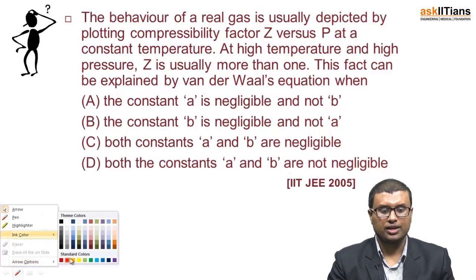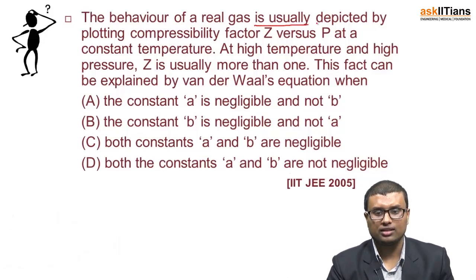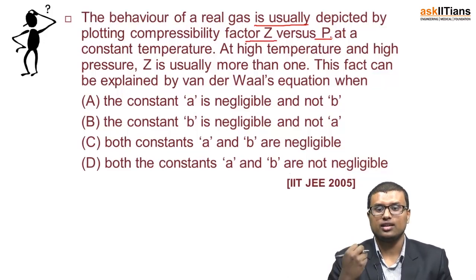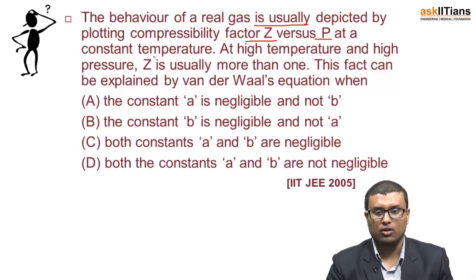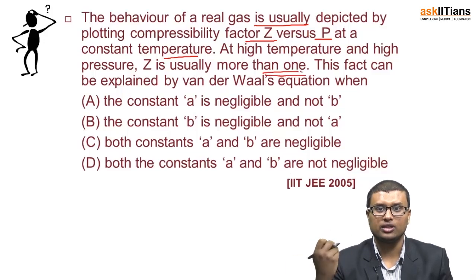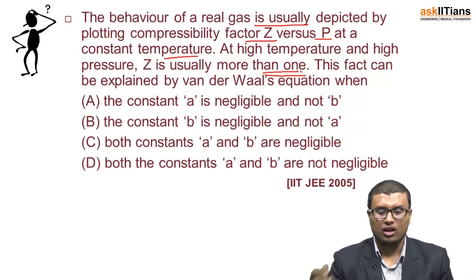The first question on the screen says that the behavior of a real gas is usually depicted by plotting compressibility factor Z versus P. We have seen Z versus P plots at a constant temperature. So at high temperatures and high pressures, Z value is more than 1. So this fact can be explained by a van der Waals equation when... So we have to explain that using the van der Waals equation.